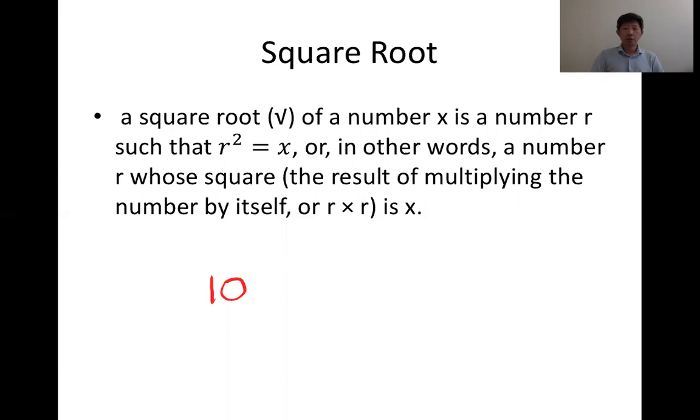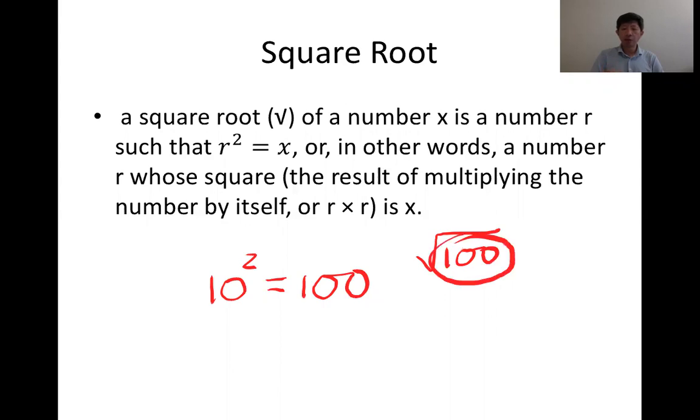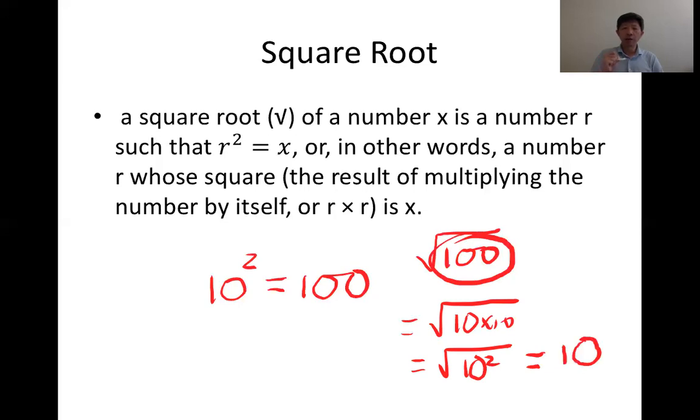So therefore, we want to find the result and multiply the number by itself. If we want to find the square root of 100, we want to find one number times itself. So actually, we can make it as 10 times 10, right? So therefore, it's the square root of 10 squared. So we can find out that r actually is 10, okay?